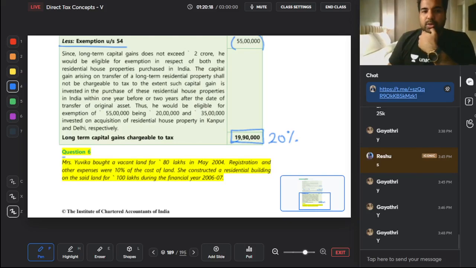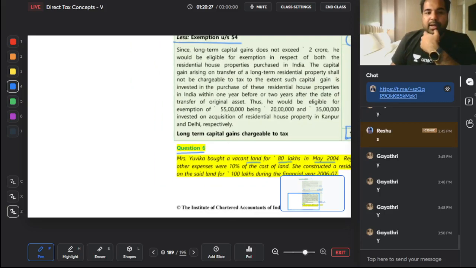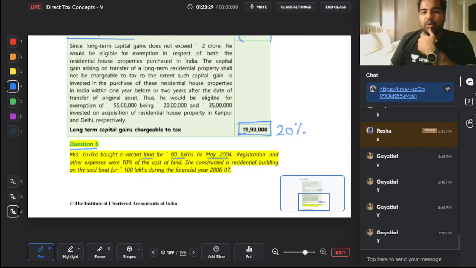So guys, next is question number 6. Mrs. Yuvika bought a vacant land for 80 lakhs in 2004. So she basically bought a land. I'm going to do this on the next page, but remember guys, she bought a land in 2004 for 80 lakh. Registration and other expenses were 10%. So totally it becomes 88 lakhs.